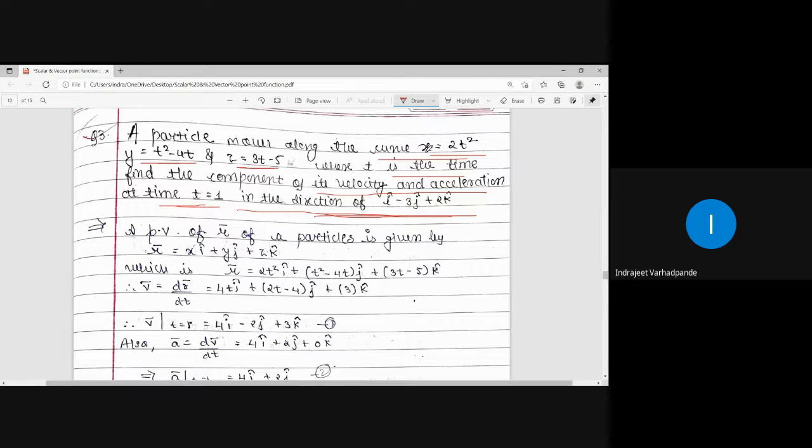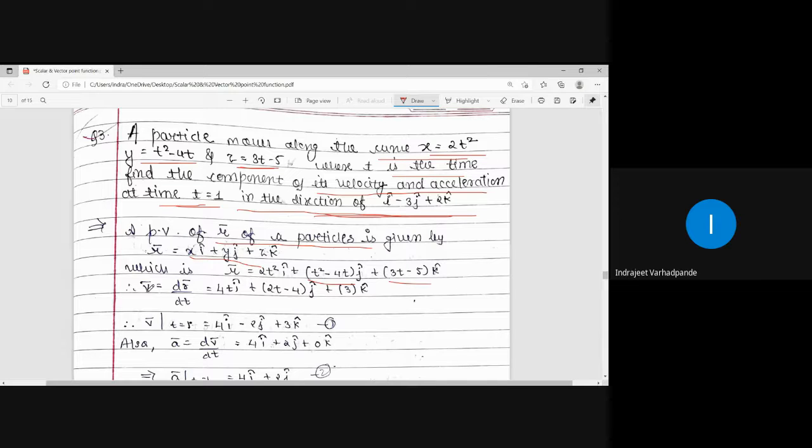So first I calculate or write down the position vector. A position vector r bar of a particle is given by r is equal to xi plus yj plus zk. So r will be now written as, what is value of x? It is 2t square. What is value of y? t square minus 4t into j, plus value of z is 3t minus 5 into k. So how is r bar written? It is 2t square i plus t square minus 4t j plus 3t minus 5 k.